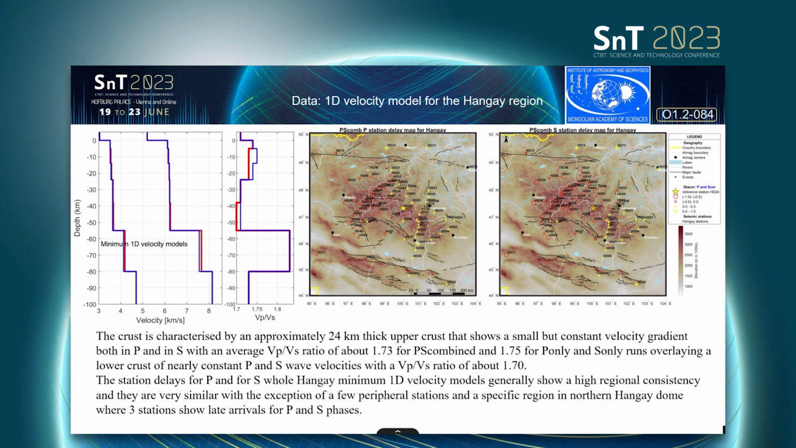About the station delays for P and S for the whole Hangay minimum 1D velocity models, it generally shows a high regional consistency, and they are very similar with the exception of peripheral stations and a specific region in the northern Hangay Dome, where 3 stations show late arrivals for P and S phases.